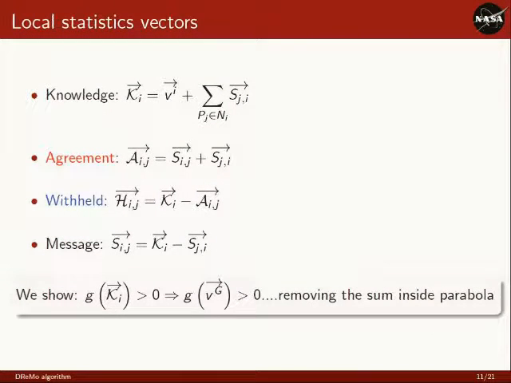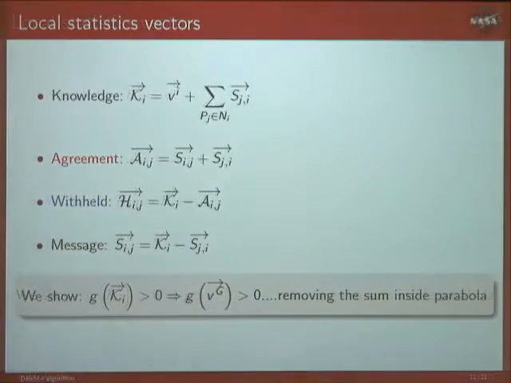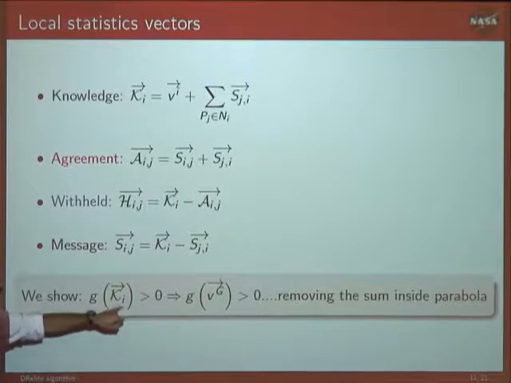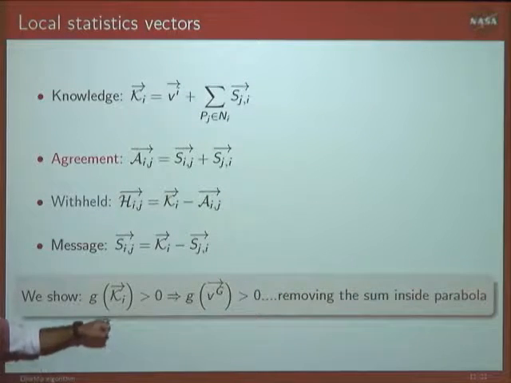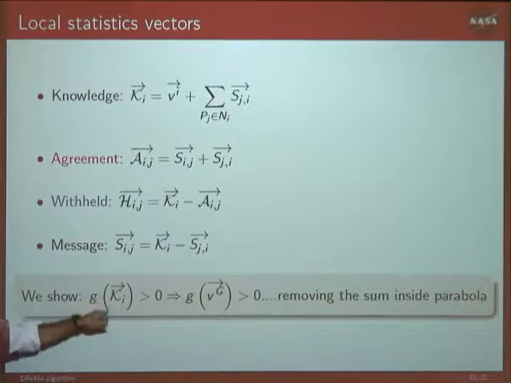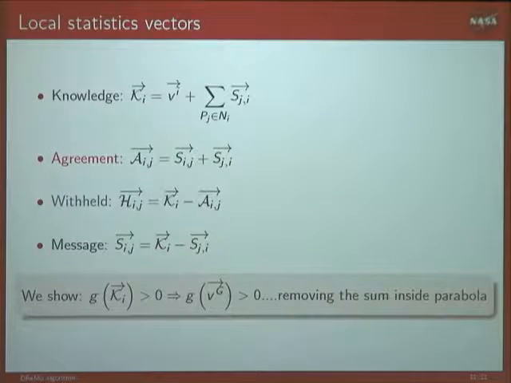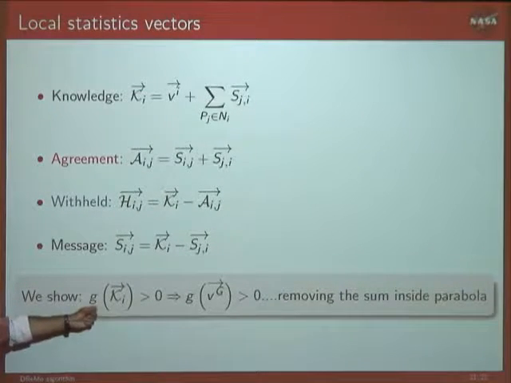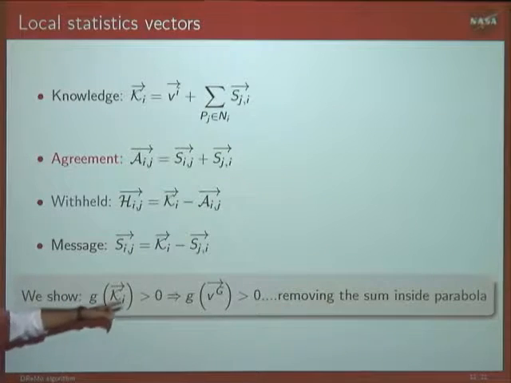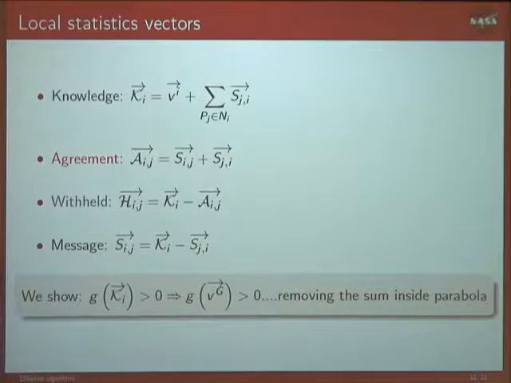So what we essentially want to show is, if I apply the parabola condition to this Ki and figure out just by looking at g of Ki being greater than 0, in other words, if this one lies inside the parabola, can I guarantee that the global vector is also inside the parabola for all the peers? That's a very interesting point, because then you don't need to gather all the data. You essentially have gotten rid of this summation here.